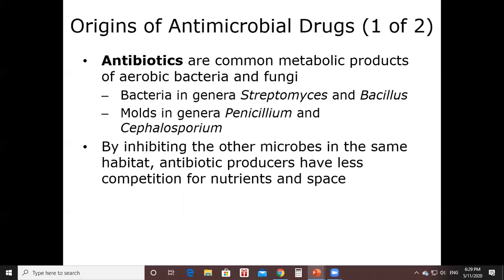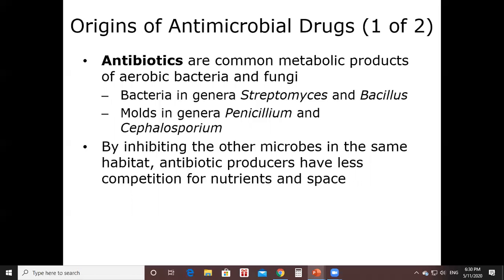So antibiotics are common metabolic products of aerobic bacteria and fungi. So the molds in genera Penicillium and Cephalosporium, that tells you which antibiotics were created from those molds. Penicillium, actually, that we get penicillin from there. Cephalosporium, we actually get cephalosporin.